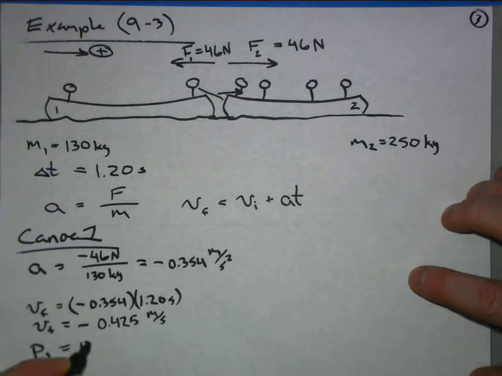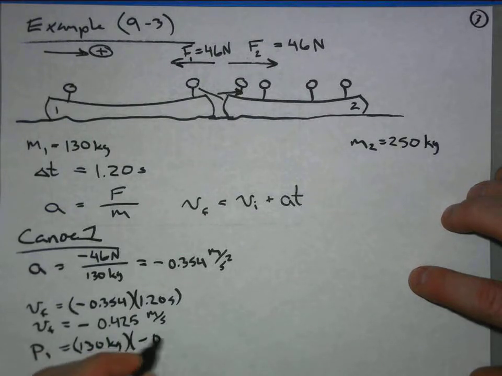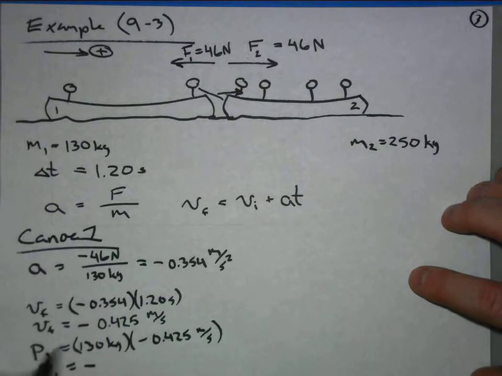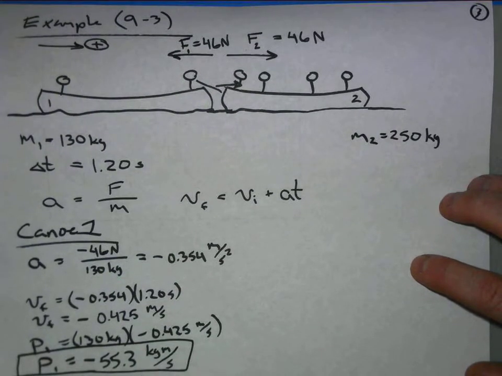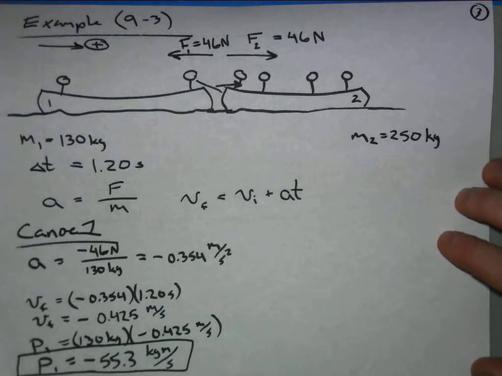So I have a mass of 130 kilograms, and this velocity, negative 0.425 meters per second. The momentum of canoe 1, I get negative 55.3 kilogram meters per second. So I have found the momentum. That's just off the bottom of the paper. Sorry about that. Trying to squeeze it in. I found the momentum of canoe 1 after the push. Brilliant.